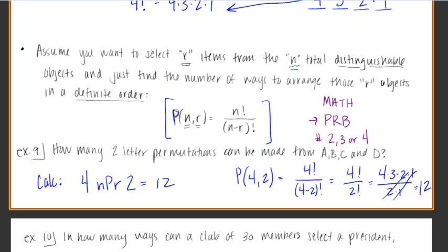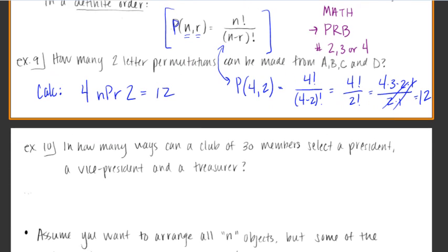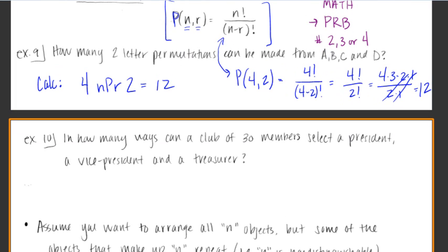So either way, whether you choose to go the longer way by hand and use the formula itself, where it's just 4 factorial divided by 2 factorial and cancel them off, or you choose to use your calculator, either way, it's going to get you the exact same answer. All right, so let's try this again. In how many ways can a club of 30 members select a president, a vice president, and a treasurer?